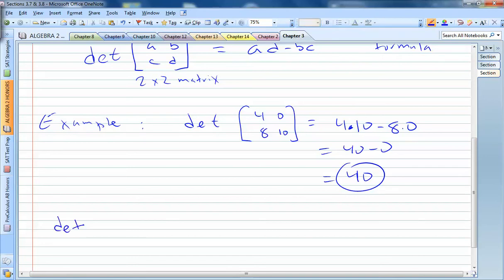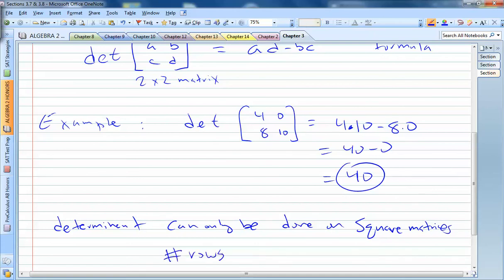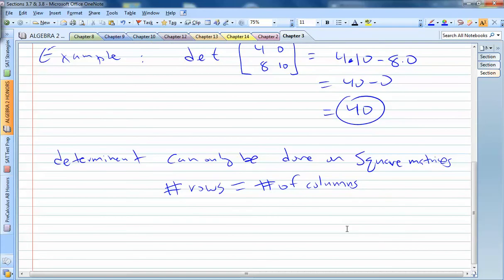Determinant can only be done on square matrices. So what that means is that the number of rows has to equal the number of columns. So you can't do it on a 2 by 3 matrix, but you can do it, say, on a 3 by 3 or 4 by 4.